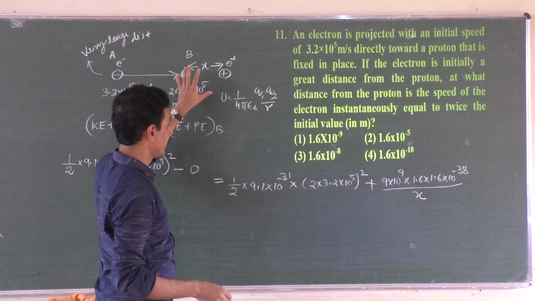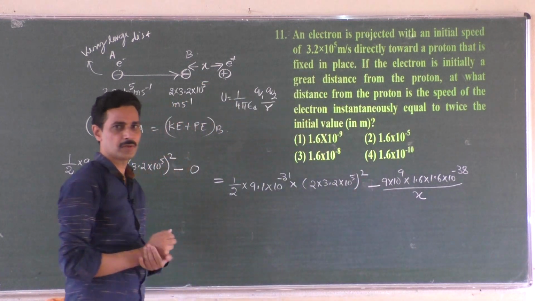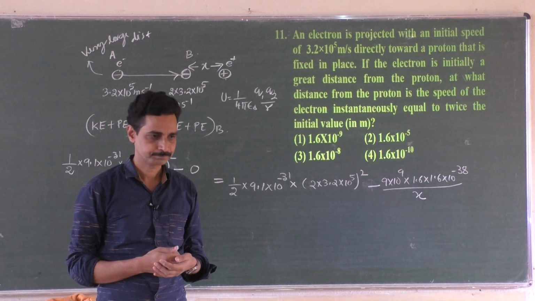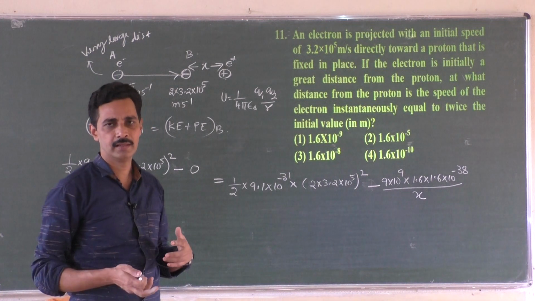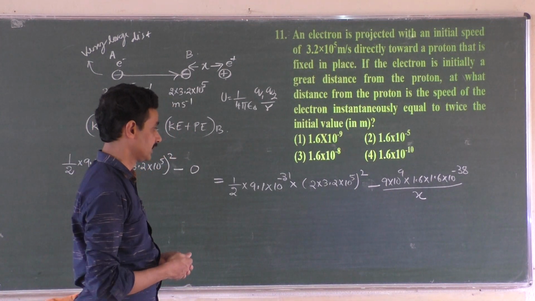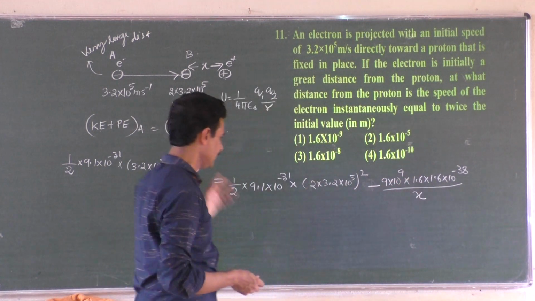So 1 by 4 pi epsilon Q1 Q2, okay, then again minus. Why? Because one is a proton and the other is an electron, and the force is automatically attractive and it is a negative potential, right? Negative potential energy. So minus 1 by 4 pi epsilon naught Q1 Q2 by distance. X is the unknown factor.